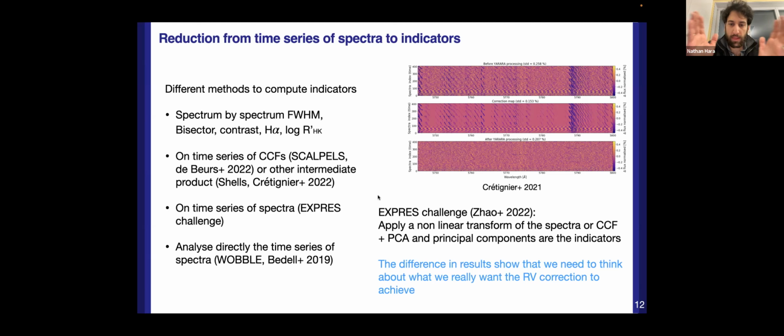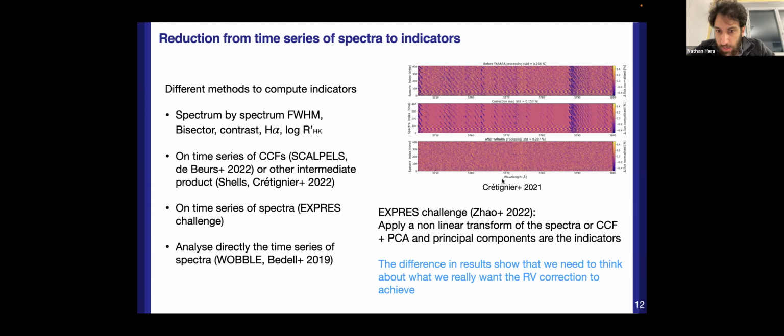I think analyzing the time series of the spectra is more promising because, as you can see here in the paper from Criterion 2021, each row of this plot is one spectrum taken at a different time. You stack the different spectra and you can see very clearly that you have patterns, and how these patterns move is something that you can better estimate if you look at the whole time series of spectra.